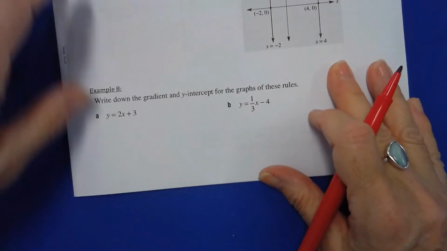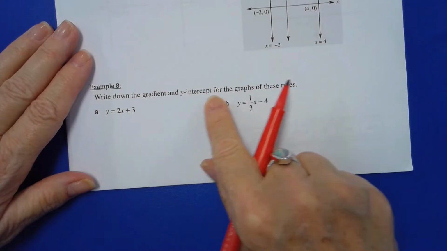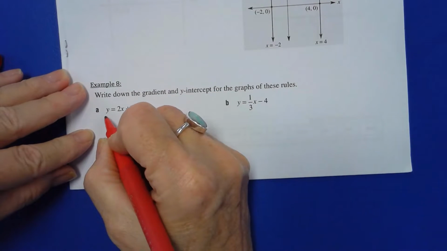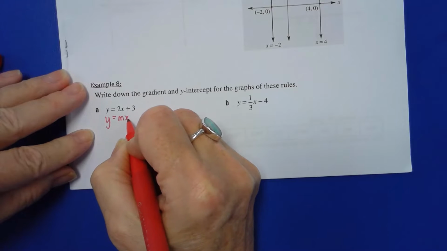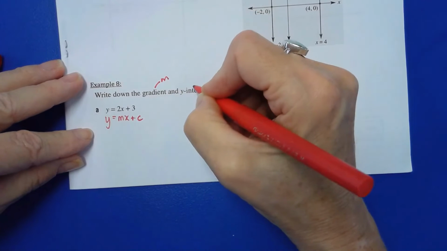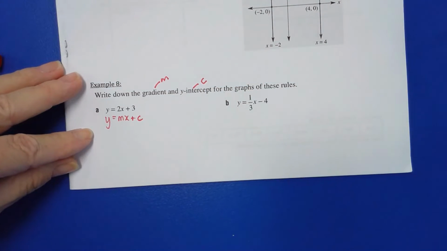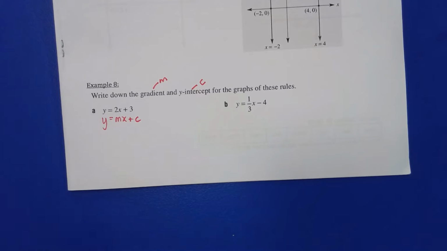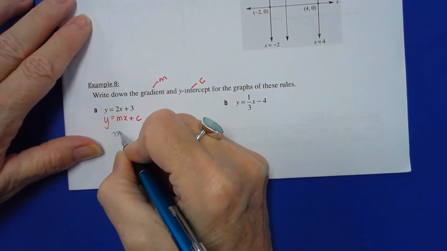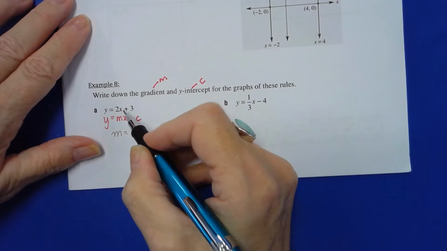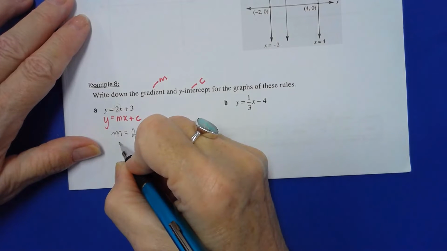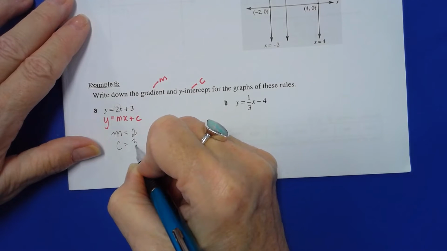Here we go. It says, write down the gradient and the y-intercept for the graphs of these rules. Okay, so it's y equals mx plus c. And remember, the gradient is the m, and the y-intercept is the c. So what's the m? 2, I heard it. It's the number that's sitting right in front of the x, the coefficient of the x. And what's the c? 3. It's the number off the end.